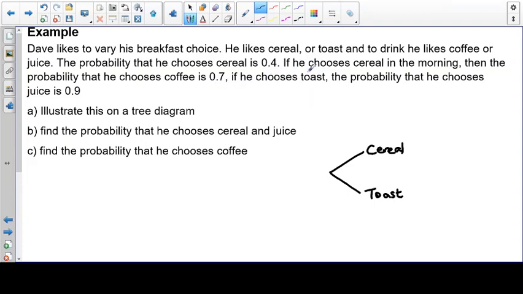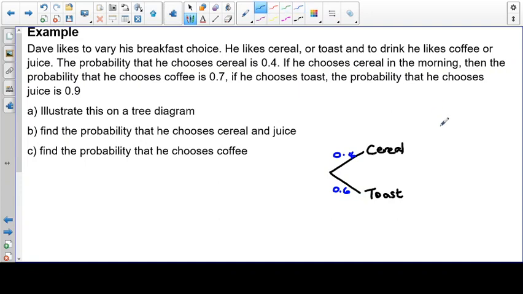And it says, what does it say? The probability he chooses cereal is 0.4, which means the probability he chooses toast is 0.6. These are what we call exhaustive. They're the only options, so together they must add up to 1. He's only going to choose cereal or toast, nothing else.